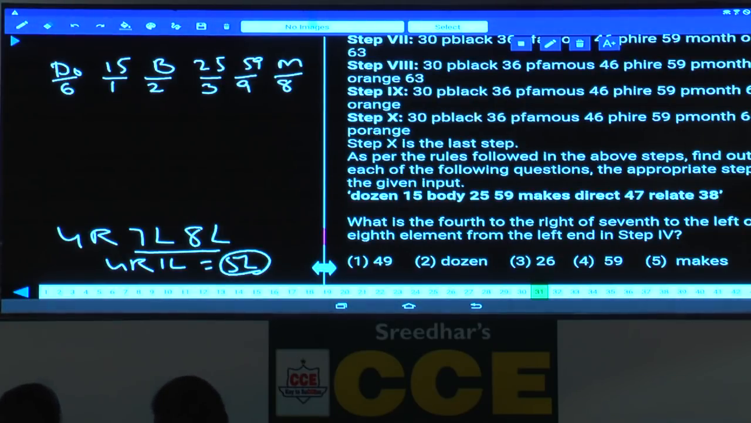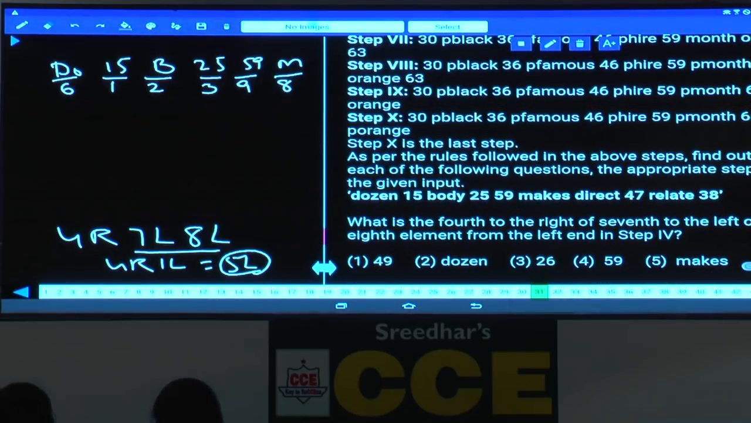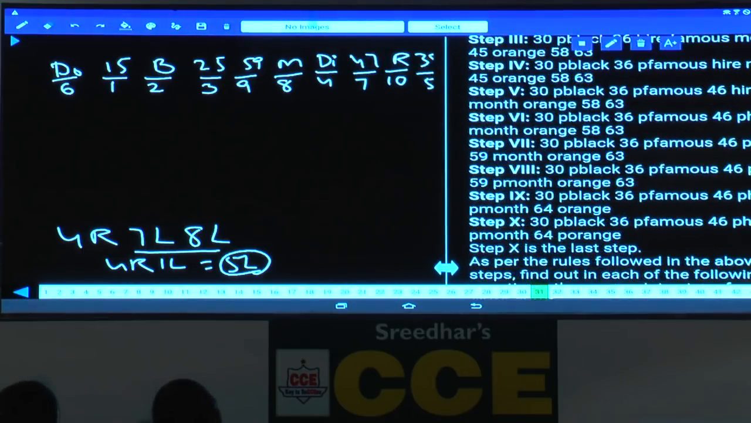Now the 5th element from the left hand side. What is the 5th element from the left hand side in step 4? Tell me. In step 4, 5th element from the left hand side. Yes, any answer to this one? The question is about step 4. You should listen to this very carefully. Now step 4, what happens in step 1 here?